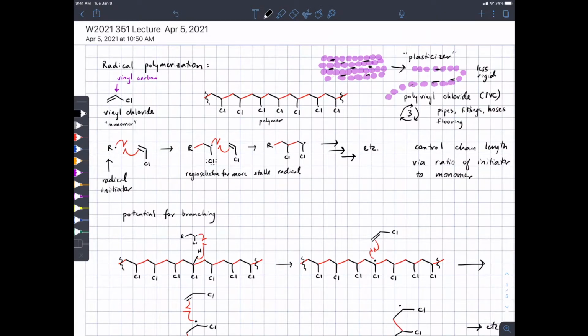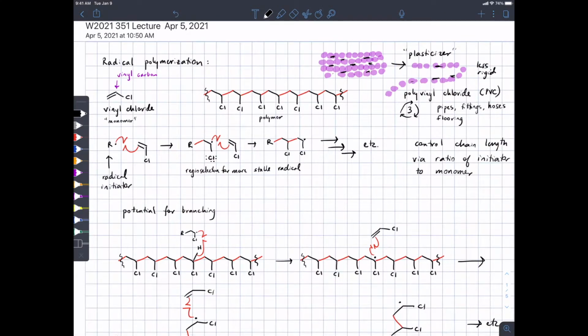Anyway, another issue with polymerization is the potential for branching.